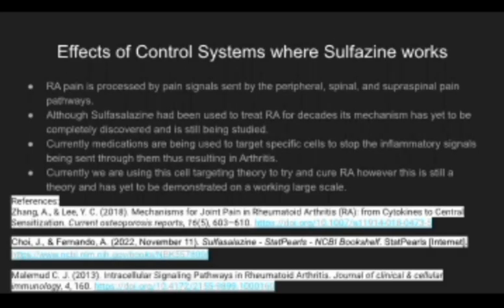RA pain is processed by pain signals sent to the peripheral, spinal, and supraspinal pain pathways. Although sulfasalazine has been used to treat RA for decades, its mechanisms have yet to be discovered, and it is still being studied. Currently, medications are being used to target specific cells to stop the inflammation signals sent through them, thus resulting in arthritis. Currently, we are using this cell-targeting theory to try and cure RA. However, this is still a theory and has yet to be demonstrated on a working large scale.